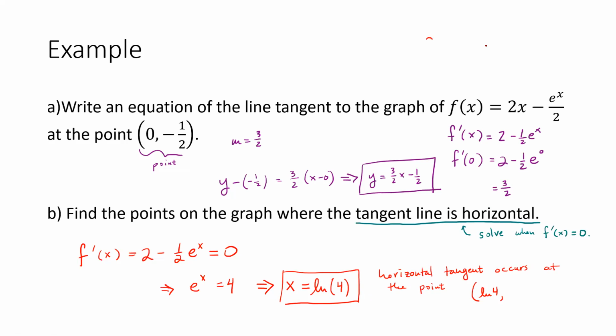If I were to evaluate f of ln of 4, that's 2 ln of 4 minus e to the ln of 4 over 2. e to the ln of 4 is just 4. Yeah, so it's 2 ln of 4 minus 2.